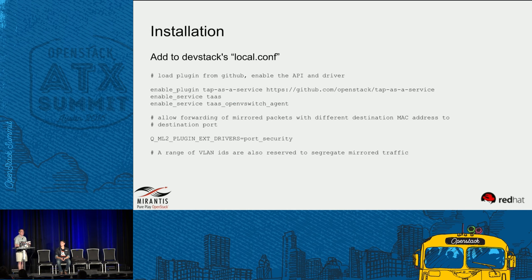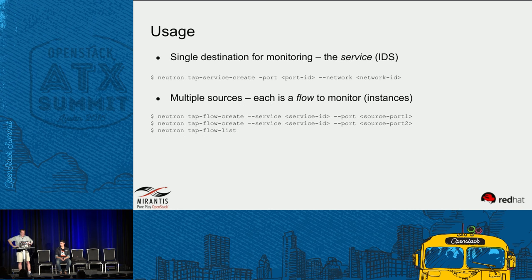To install, the way I did it was I'm using DevStack. I haven't tried it with RDO. I just add these lines here. This loads the latest Tap as a Service right off of GitHub. One parameter of note, you have to set this port security in order to make sure that traffic with a MAC address not intended for the destination, that's your monitor, will actually get delivered. It won't happen without that port security switch. So yeah, it's pretty easy to install using local.conf in DevStack.